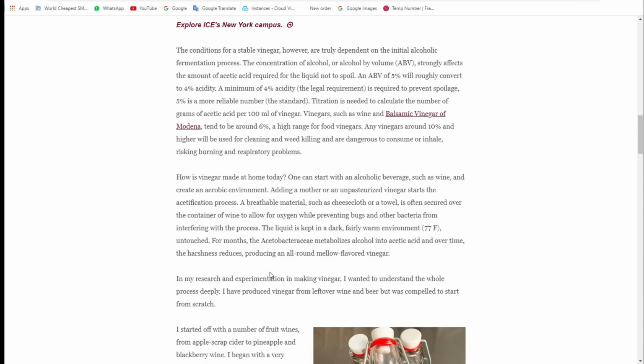The bacteria metabolize alcohol into acetic acid, and over time the harshness reduces, producing an all-round mellow flavored vinegar. In my research and experiments in making vinegar, I wanted to understand the whole process deeply. I have produced vinegar from leftover wine and beer, but was compelled to start from scratch.